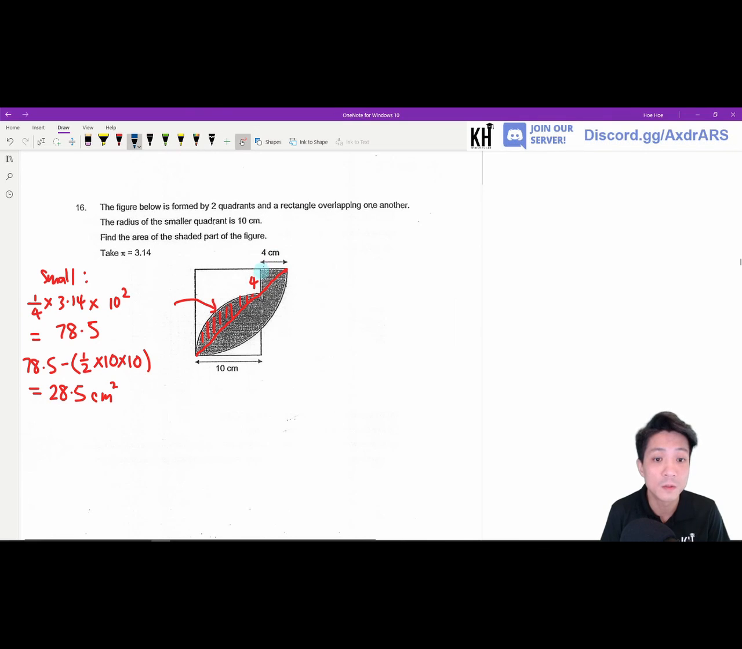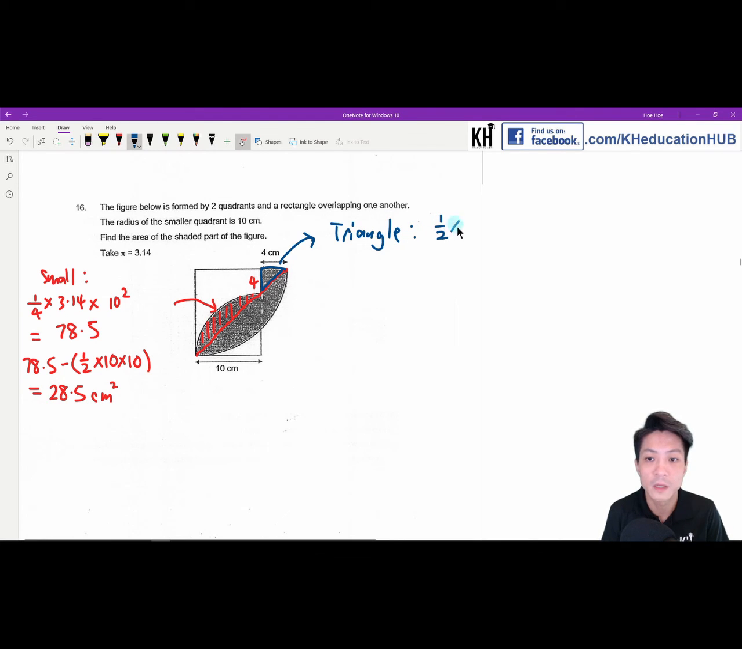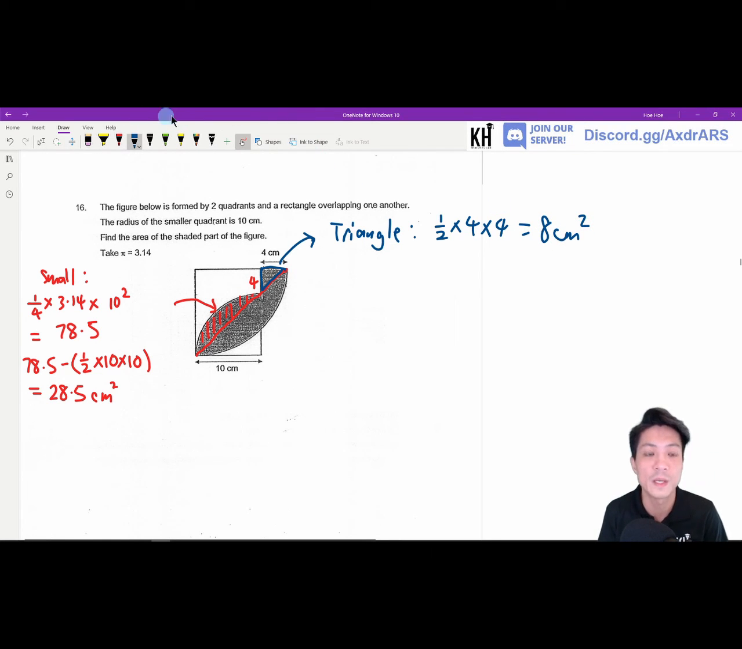Okay, then next I'm going to find the area of this triangle. That will be half times 4 times 4, which is 8 square cm.